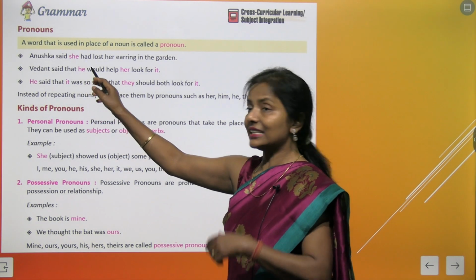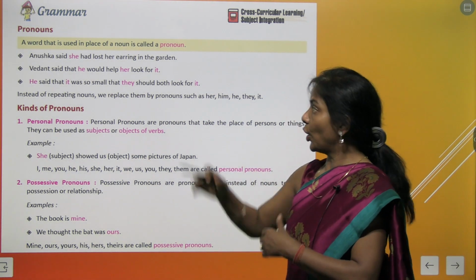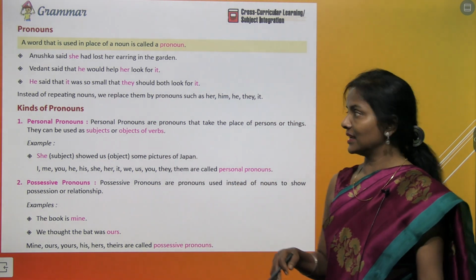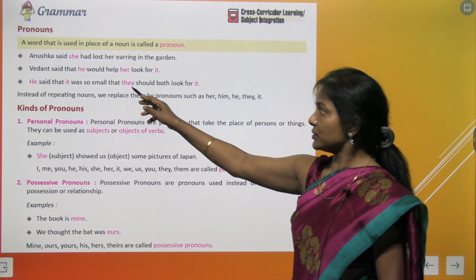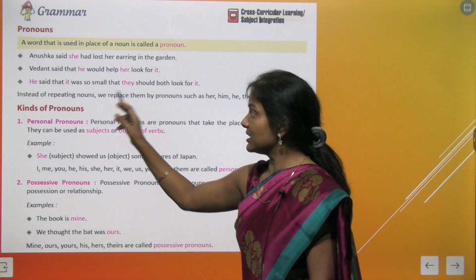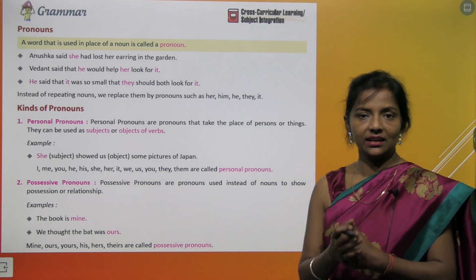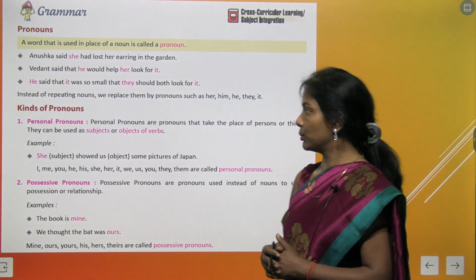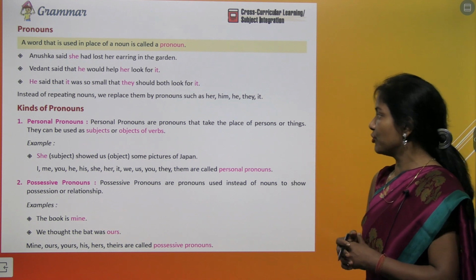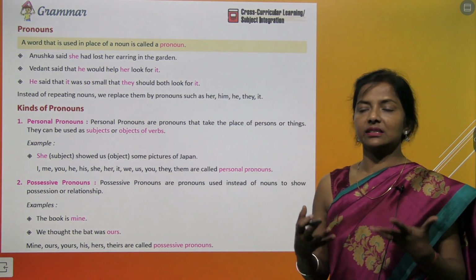अब वेदांत said that he means बार बार नाम न लिख के हमने वेदांत की जगह he लिख दिया है, और her means अनुष्का की जगह her लिखा, और it means earring. He said that it was so small that they should both look for it. Instead of repeating nouns, we replace them by pronouns such as him, her, he, they, it. Now, kinds of pronouns. Personal pronouns. Personal pronouns are pronouns that take the place of persons or things. They can be used as subjects or objects of a verb.